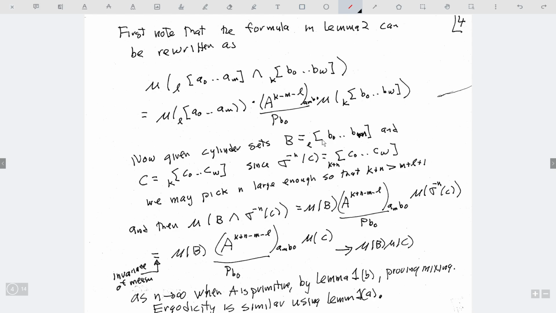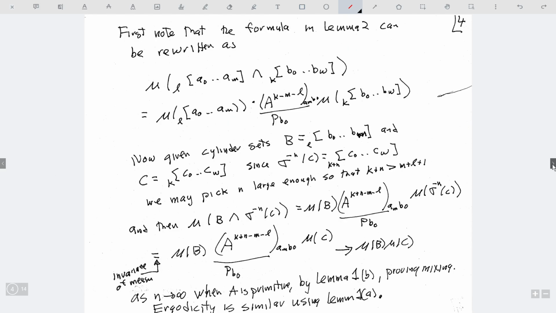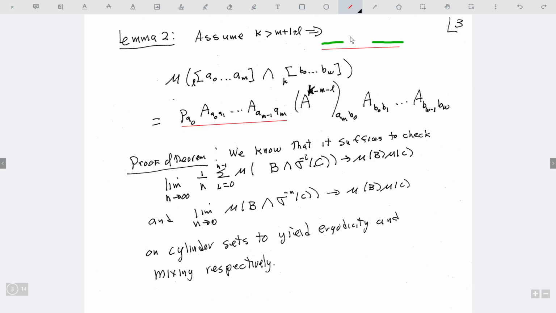So let's say we have a pair of cylinder sets here. I changed the names here just because we've used A for the matrix. So B is this cylinder set. Then when we shift by sigma to the minus n of C, that's what we have to do to check this condition here. We just move it to the right by n. And we can pick n large enough so we've pushed this so there's a gap between them.